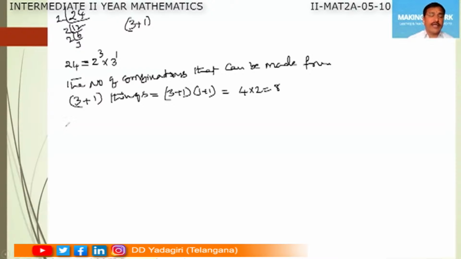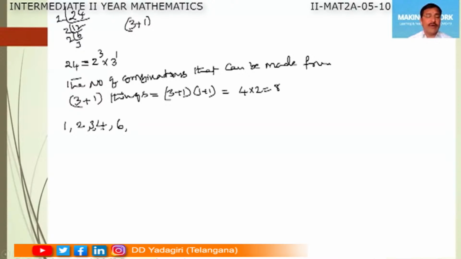So let us write what are those 8 divisors. 1, this is the common divisor, the trivial divisor of every number. Without taking anything, we will get this combination 1. And if you take one 2, that is 2, and 3 also will come. So 2 and 3. First one is the combination without taking any element. So 2 and 3 are the combinations by taking one element every time.